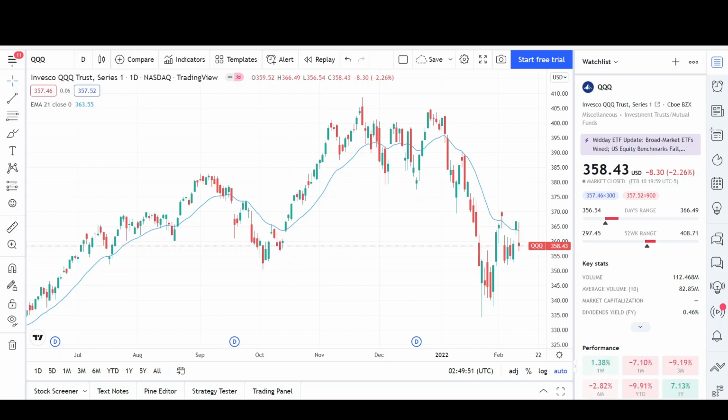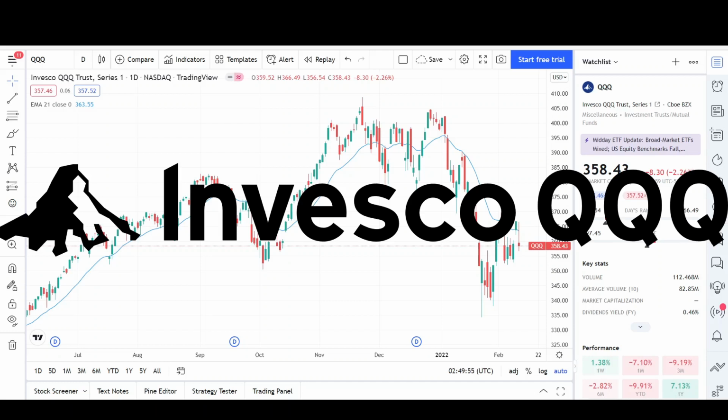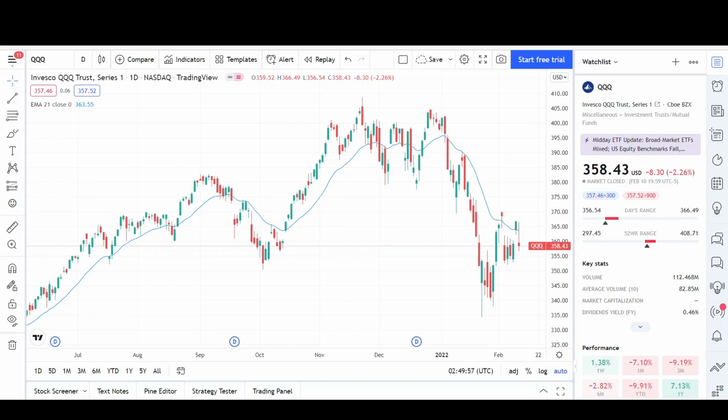What's up, traders? This is Vee Trades, and today I'll be doing a technical analysis breakdown for Invesco QQQ Trust with the ticker symbol QQQ.